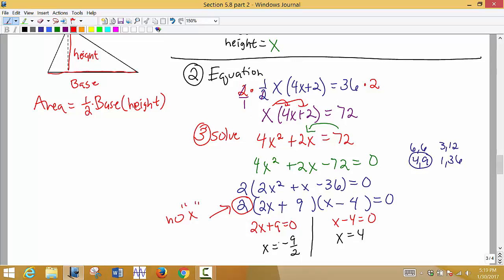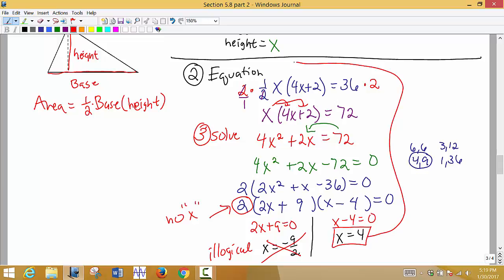Since the height of the triangle is what is represented by x, I have to ask myself, does it make sense for the height of the triangle to be negative? And it does not. So it is illogical for the height of the triangle to represent a negative value. So height equals 4 makes sense. That's logical. So I'm going to take this positive value, go back up to my representation section, and set x equal to 4. So I know that the height is 4.